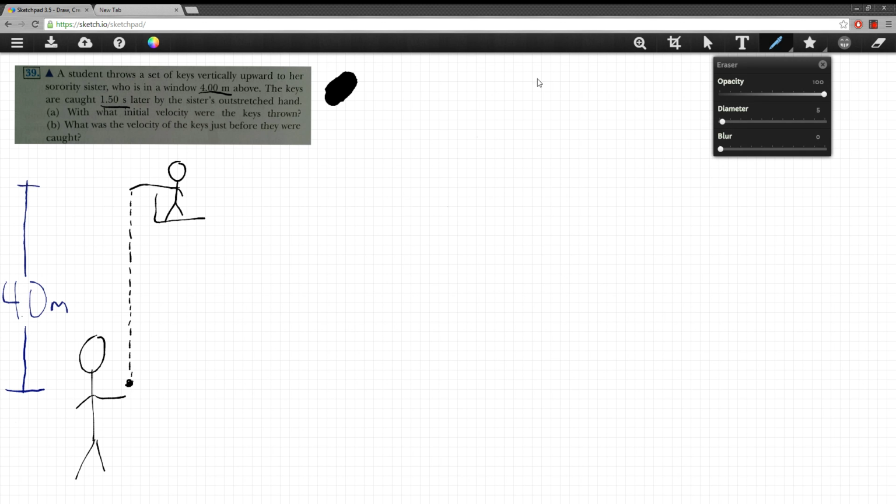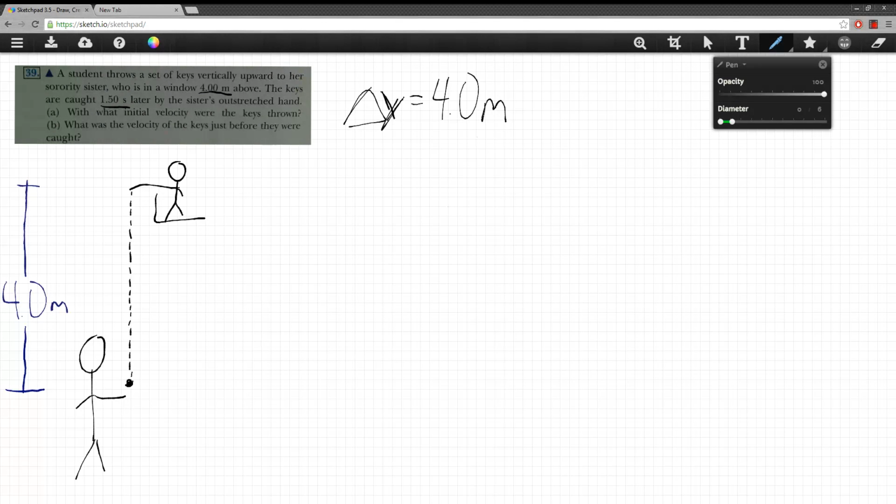Okay, so delta y, sorry, because we're looking at it vertically, is 4.0 meters. And time is equal to 1.5 seconds.